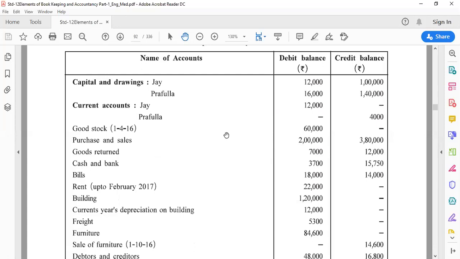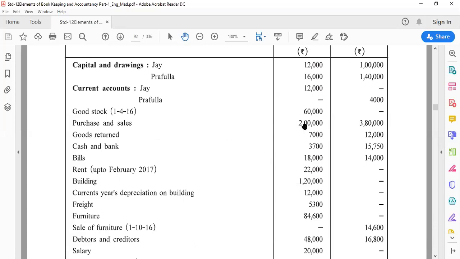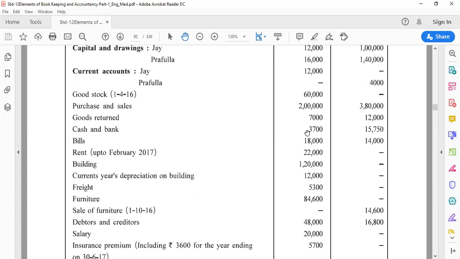Then opening stock is given. Then after we have debit side purchase and credit side sales. Then after debit side we have sales return and credit side we have purchase return. Then after debit side we have cash and credit side we have bank overdraft. Then debit side we have bills receivable and credit side we have bills payable.